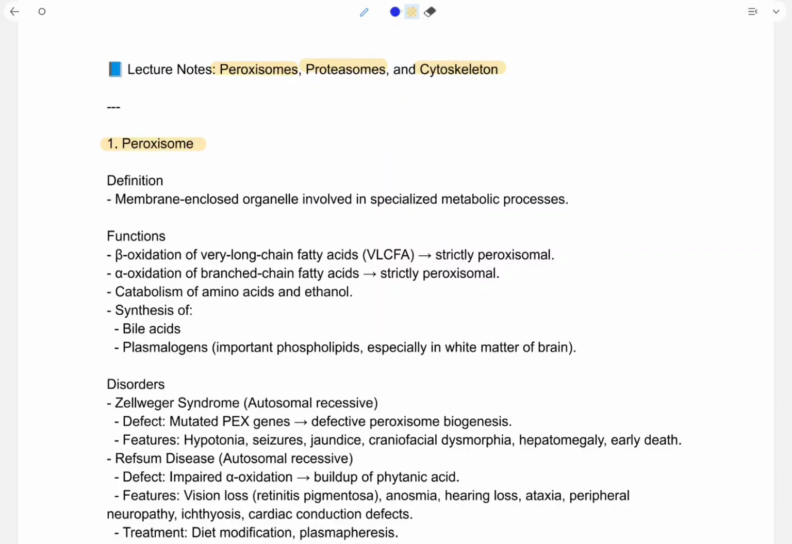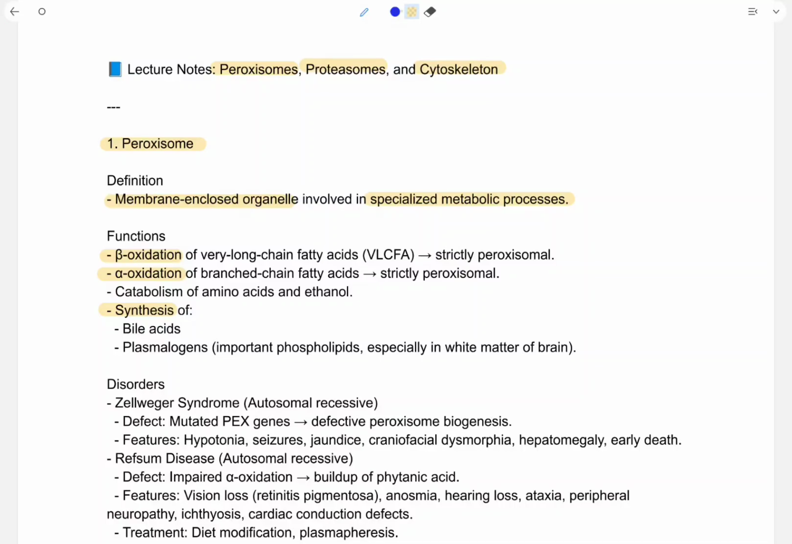The peroxisome is a membrane-enclosed organelle, and it is involved in various specialized metabolic processes. The main functions of the peroxisome are beta oxidation, alpha oxidation, and synthesis.